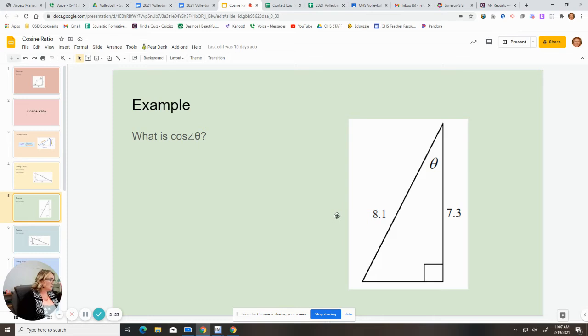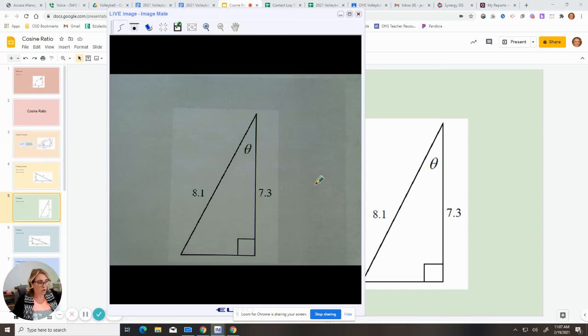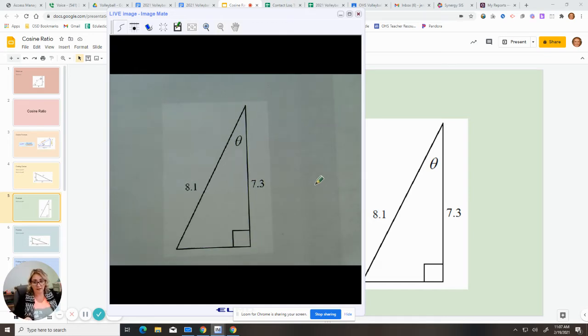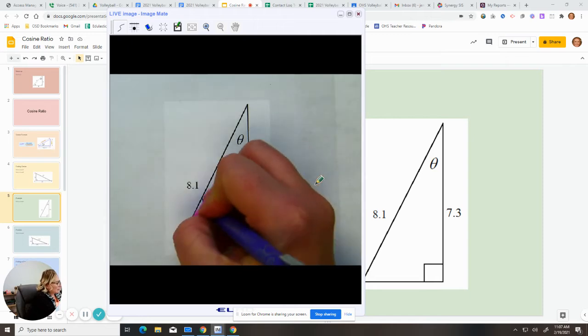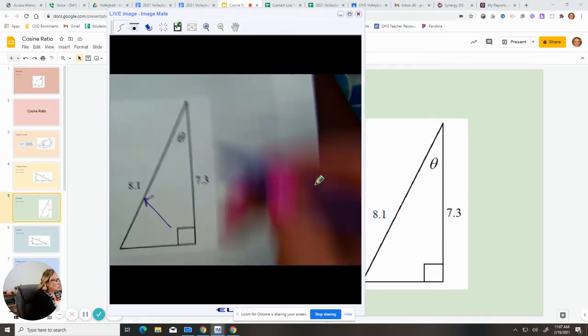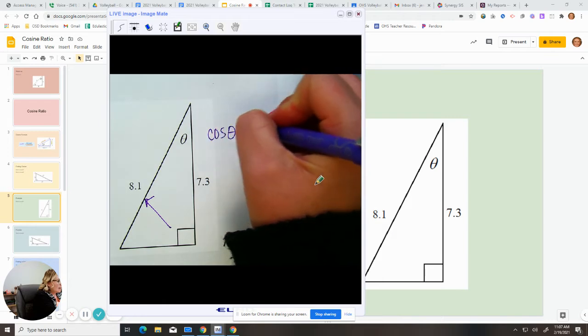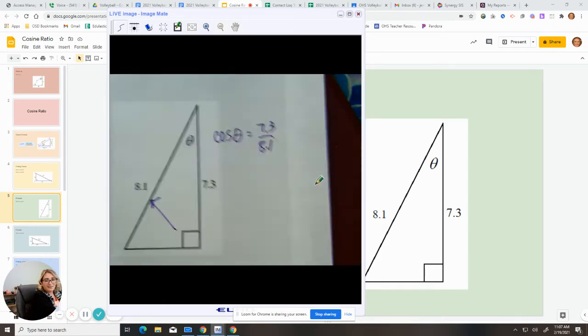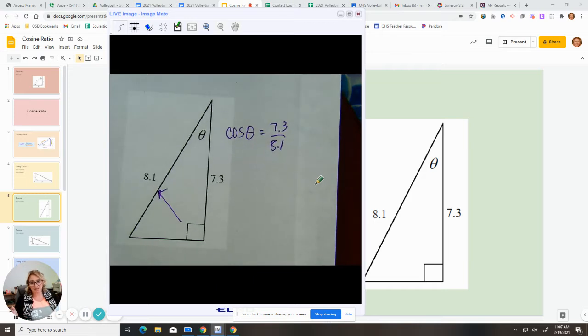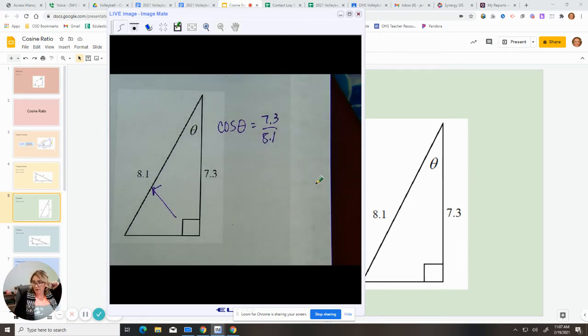For this next one, it's going to be the same. How would we figure out what our cosine would be? Especially when you only have two sides listed, you know one of them has to be the adjacent and one of them has to be the hypotenuse. Once you recognize that this one is the hypotenuse, you should automatically know that it is 7.3 over 8.1. You don't even have to identify an adjacent because it's the only other side there, right? So identifying the hypotenuse first is going to be the key to making sure you're setting this up correctly.